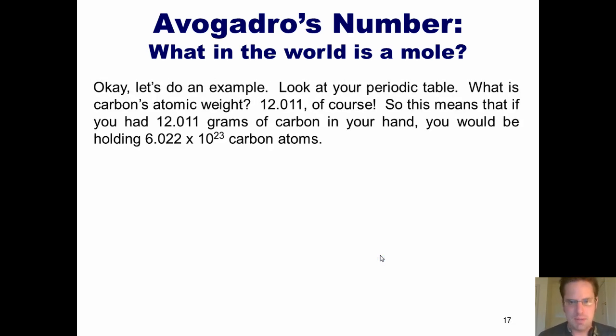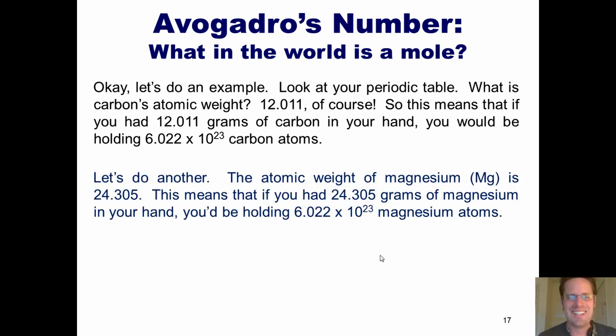Okay, let me do an example. I want you to look at your periodic table. What is carbon's atomic weight? Well, it's 12.011, of course. So what that means is that if you had 12.011 grams of carbon in your hand, you would be holding 6.022 times 10 to the 23rd carbon atoms.